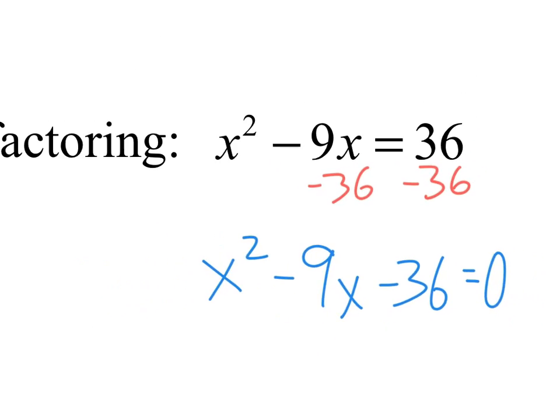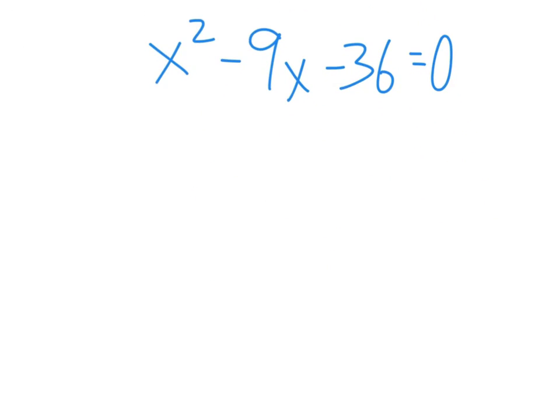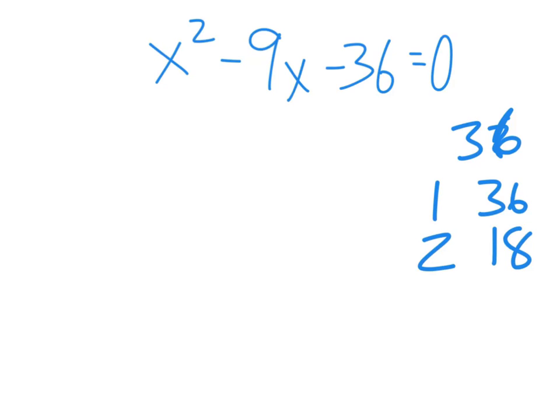Great. And so now here's the part where it can get a little bit tricky. We're going to have to figure out which pair of numbers multiply to negative 36 and add to negative 9. So I know that when we're thinking about 36, right? I know that 1 and 36 work. I know that 2 and 18 multiply together to give us 36. 3 and 12 and 4 and 9.